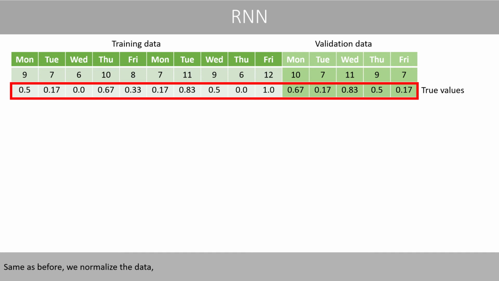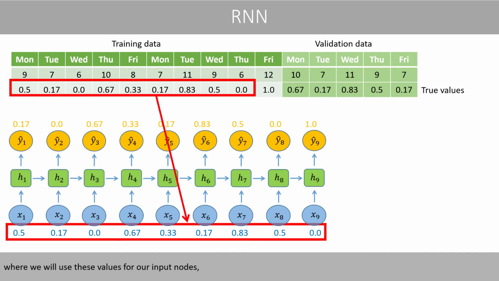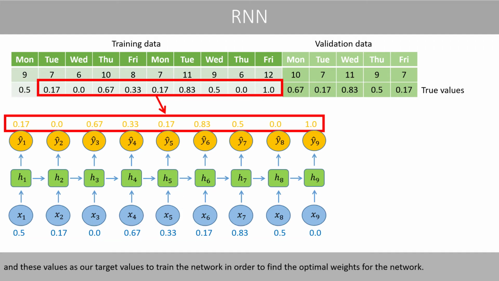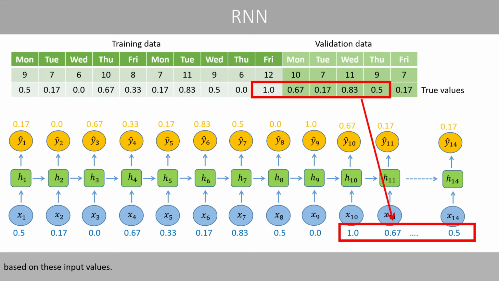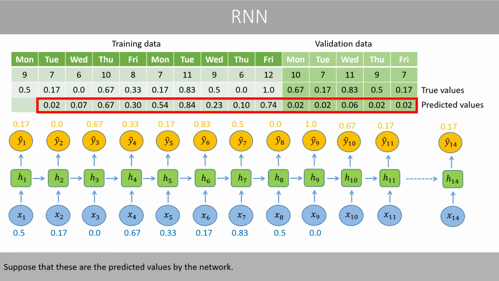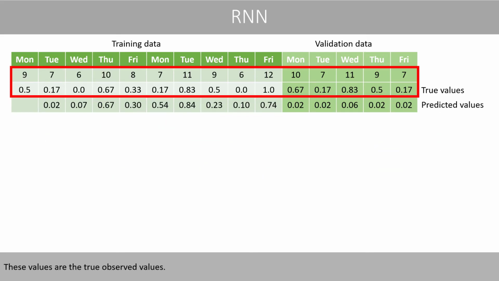Same as before, we normalize the data, where we use these values for our input nodes, and these values as our target values to train the network in order to find optimal weights for the network. After we have trained the network, we can use it to see how well it can predict these target values based on these input values. Suppose that these are the predicted values by the network. These values are the true observed values.